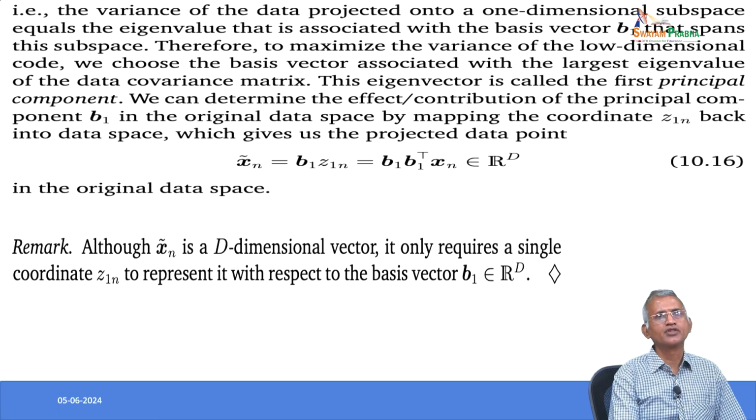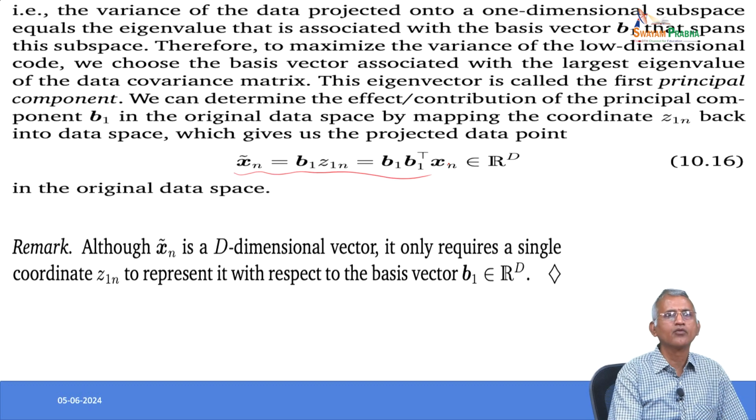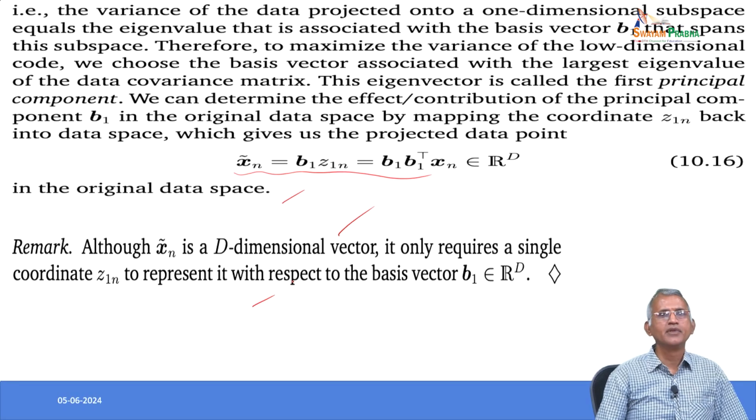So, the variance of the data projected onto the one dimensional subspace equals the eigenvalue that is associated with the basis vector B1 that spans this subspace. Therefore, to maximize the variance of the low dimensional code, we choose the basis vector associated with the largest eigenvalue of the data covariance matrix. This eigenvector is called the first principal component. We can determine the contribution of the principal component B1 in the original data space by mapping the coordinate Z1n back to data space, which gives us the projected data point xn bar equal to B1 Z1n equal to B1 B1 transpose xn in R^D. Note, although xn bar is a D-dimensional vector, it only requires a single coordinate Z1n to represent it with respect to the basis vector B1 in R^D.